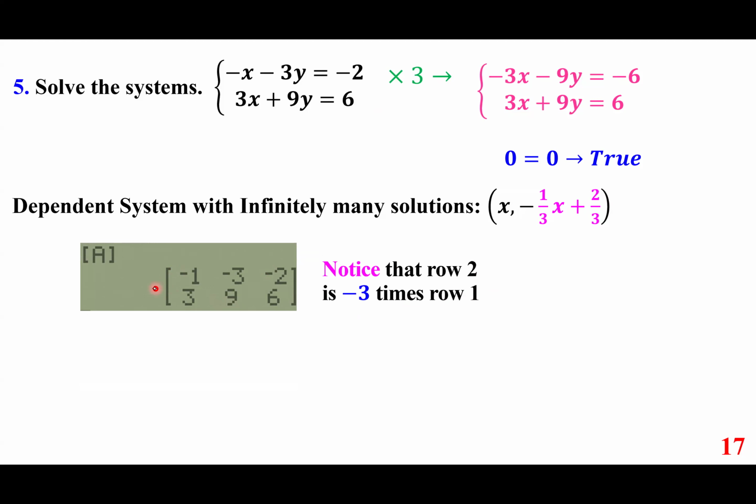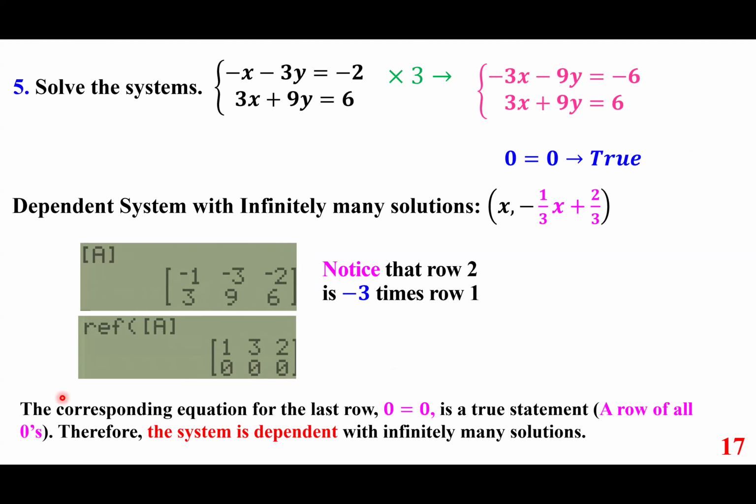Now, if I do REF, or RREF, the last row will be all zeros, which means 0x plus 0y equals 0, or simply 0 equals 0, which is a true statement. Therefore, that's what we got here. The corresponding equation for the last row, 0 equals 0, is a true statement, a row of all zeros. Therefore, the system is dependent with infinitely many solutions. Infinitely many solutions. So I hope it's clear to everybody.